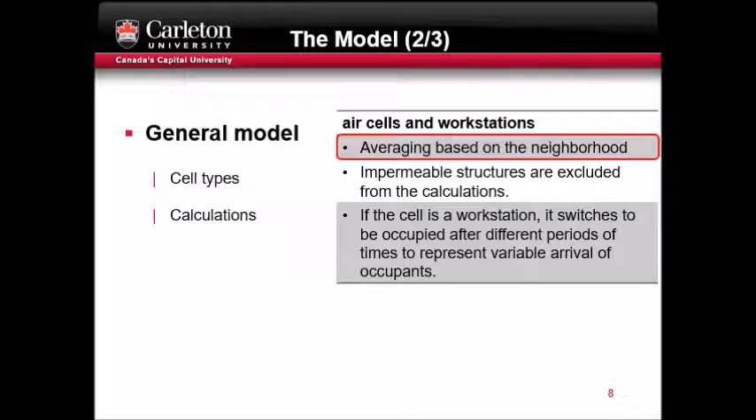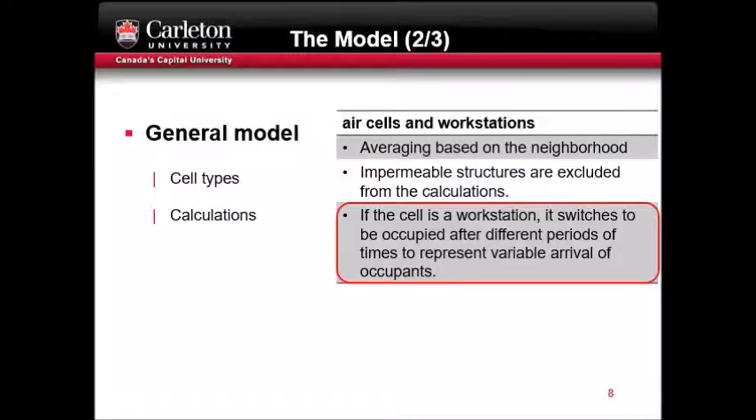So if we have a Moore neighborhood, for example, in a 3D space, this means that we have 27 cells in the neighborhood, and the concentrations in those cells are averaged to produce the concentration in the next state. However, impermeable structures are excluded from this calculation, from the averaging.